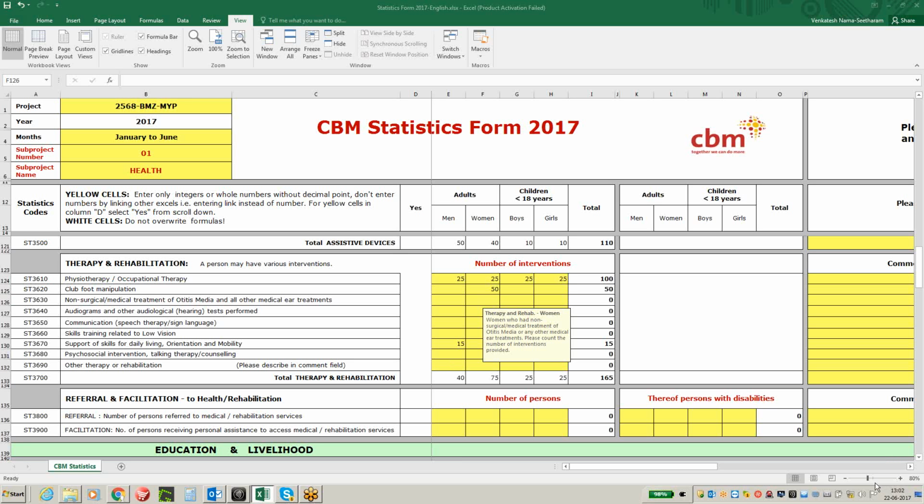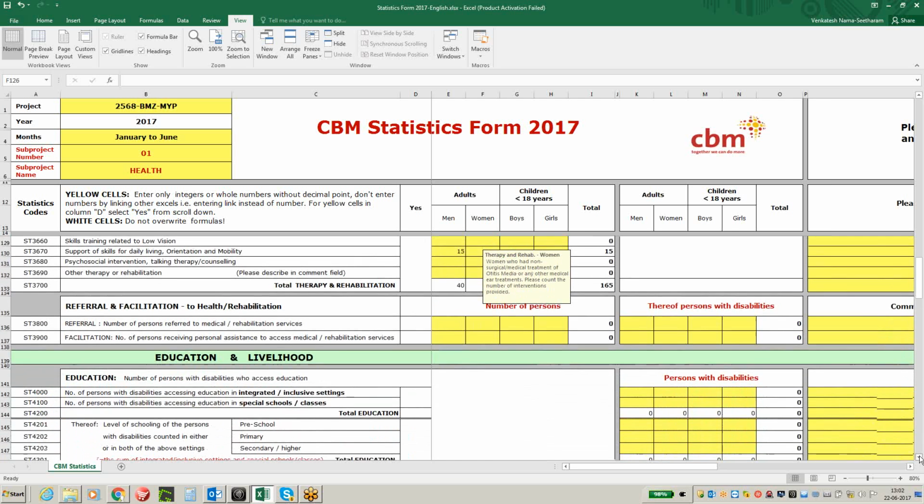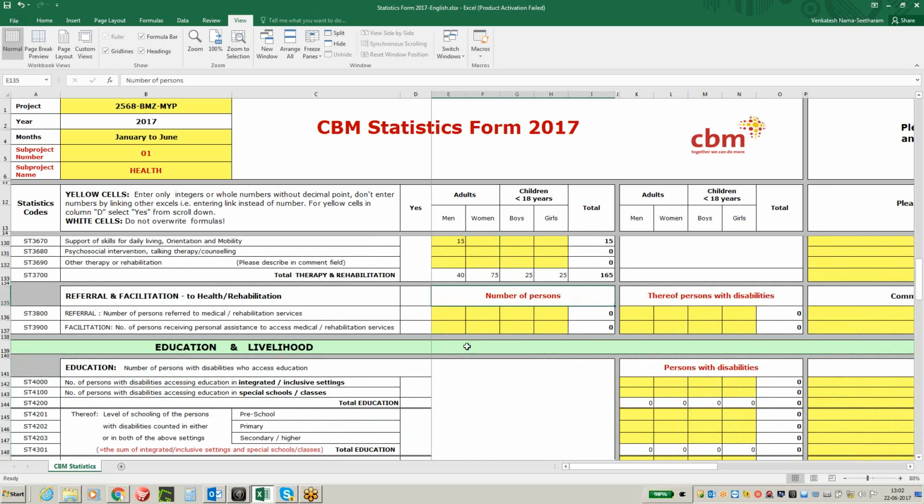Okay. Any further questions on this? Okay. Then I just go to the next section, that is referral and facilitation. Here you have number of persons and thereof number of persons with disabilities. There are 2 lines, one is referral and one is facilitation.